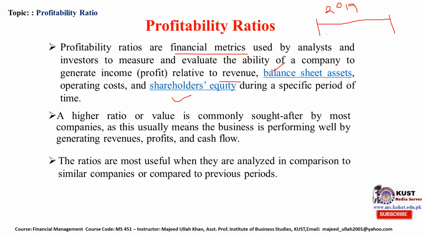Higher ratios, or higher values of the ratios, are commonly sought after by most companies. This usually means that the business is performing well by generating revenue, profit, and cash flows. So higher profitability ratios are favorable because they show that the company is generating higher revenue, profit, and cash flows.